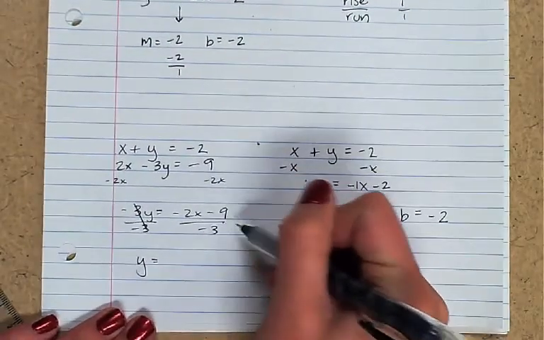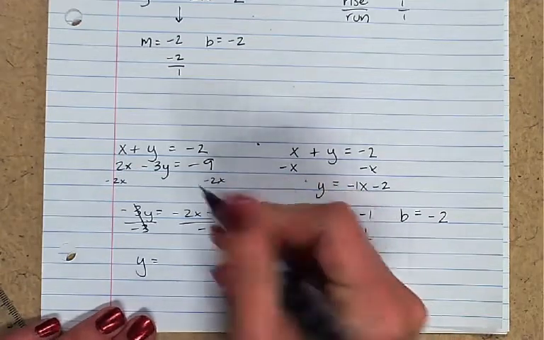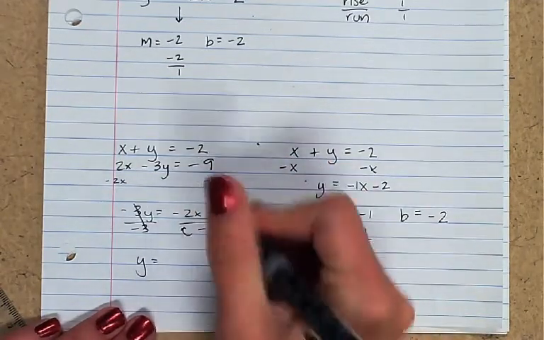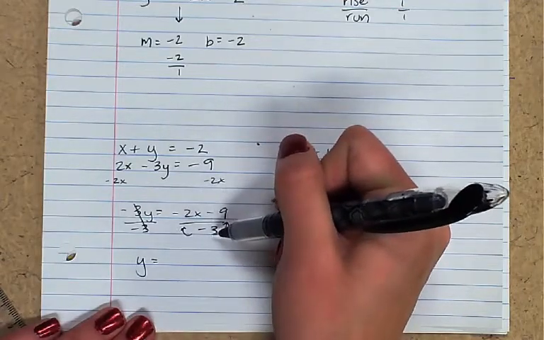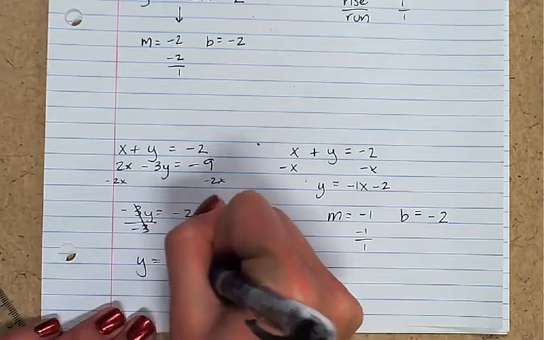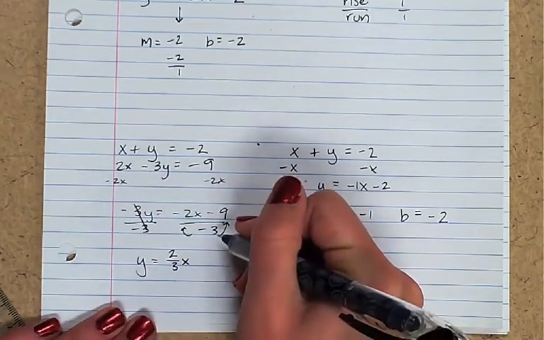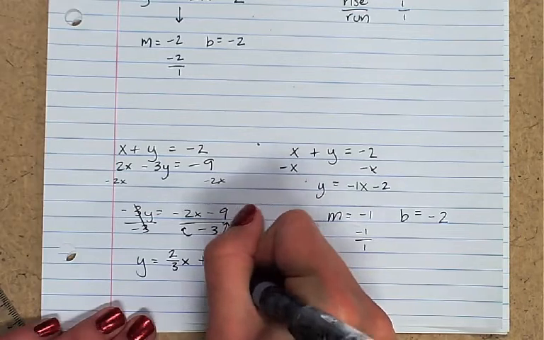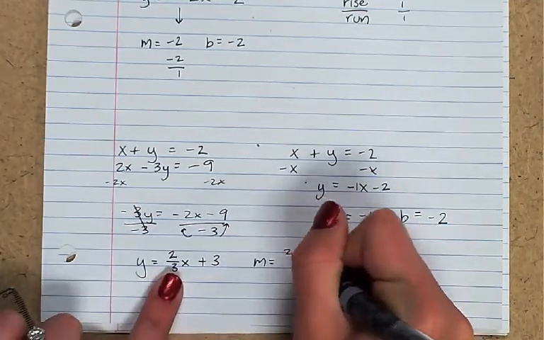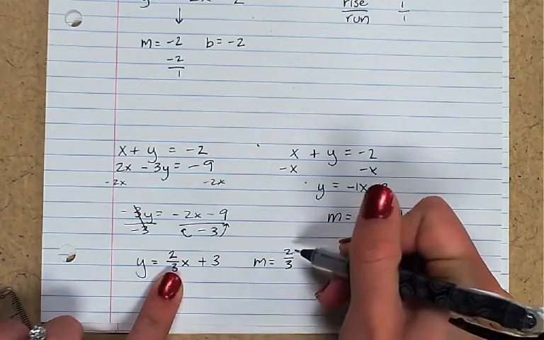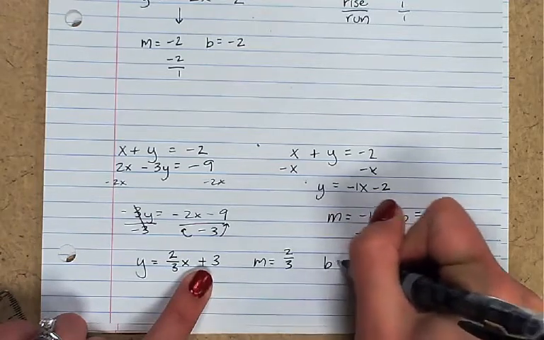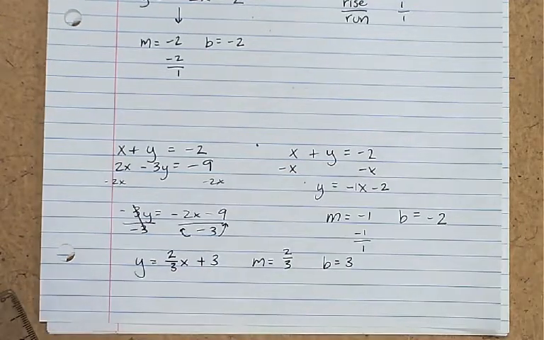And when you're dividing this expression over here, you need to distribute the divide by -3 to both parts. So -2 over -3, 2 negatives make a positive. So 2/3 x, and then -9 divided by -3 is +3. So on this one, our slope is the number in front of x, already in fraction form. So we're going to go up 2 over 3, rise over run. And then the number by itself is our y-intercept.